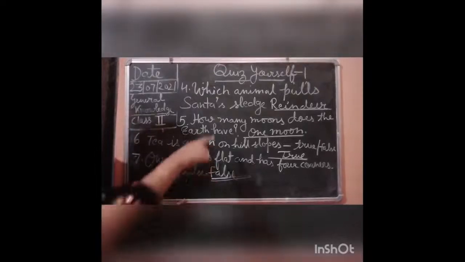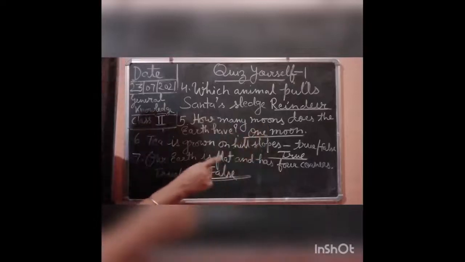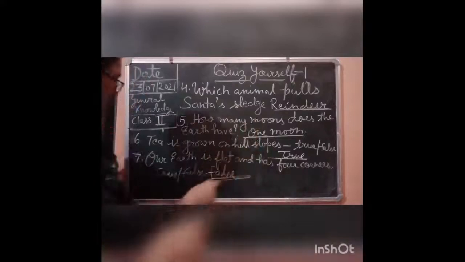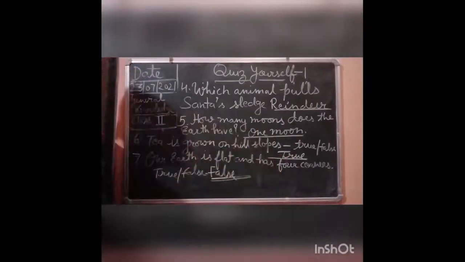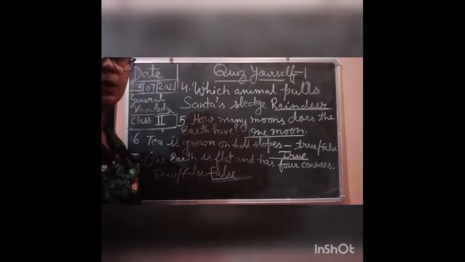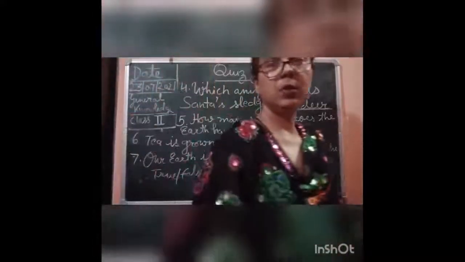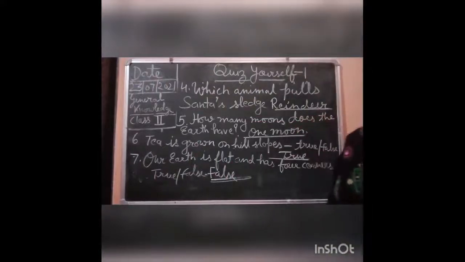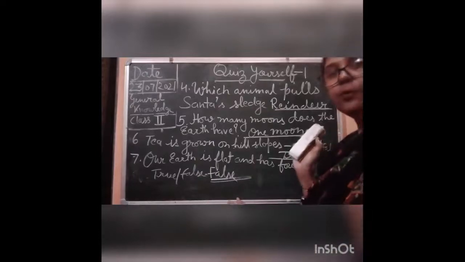Here you can see on number 4, reindeer is there. Number 5, one moon. Now here, tea is grown on hill slope. It is true. Now our earth is flat and has four corners. This is false, children. So complete it, children. Now we are moving to number 8. For this, I have to remove.